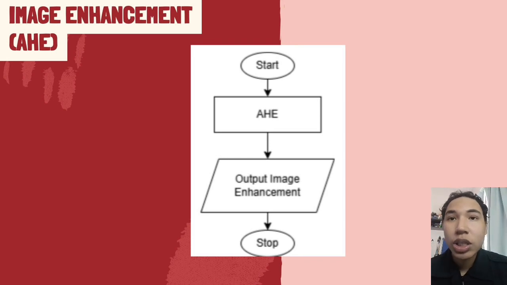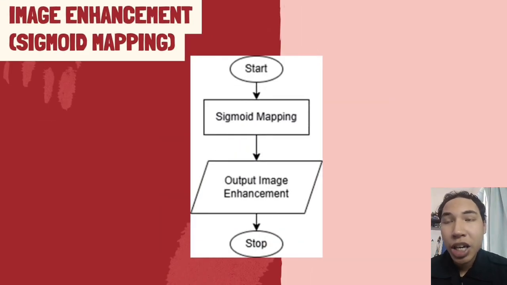Next, we go to the image enhancement sigmoid. Sigmoid mapping applies a non-linear transformation to the pixel intensities, influencing a specific intensity range. It uses a sigmoid function to adjust the brightness and the contrast of an image, enhancing the edges and detail of the image.